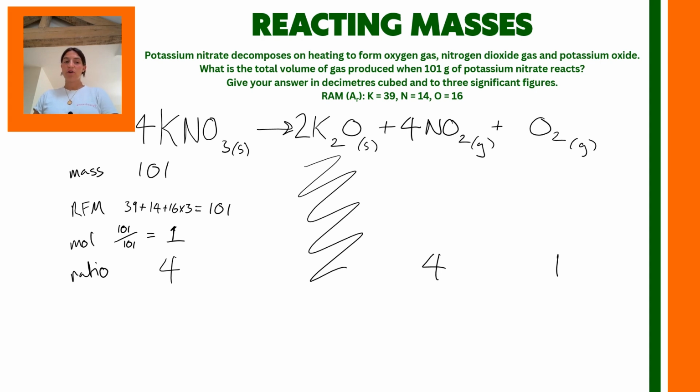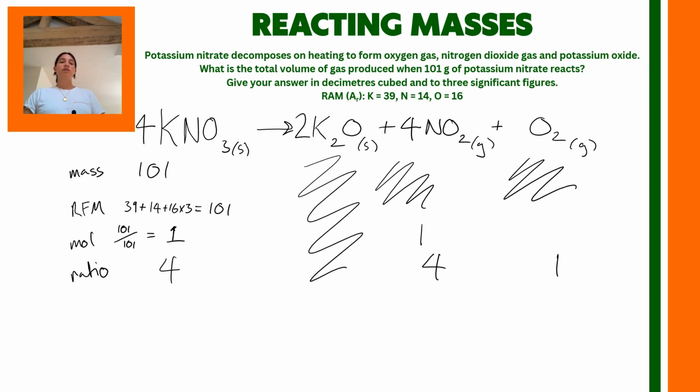And then I can think about the following. If I had 4 moles of potassium nitrate, that would produce 4 moles of nitrogen dioxide. But I don't have 4, I only have 1. So these are in the same ratio to each other. So if I have 1 mole of potassium nitrate, then I will get 1 mole of this nitrogen dioxide gas. But then for my oxygen, when I had 4 moles of potassium nitrate, that only made 1 mole of oxygen. So actually, when I only have 1 mole of potassium nitrate, that will make 1/4 of a mole of oxygen.